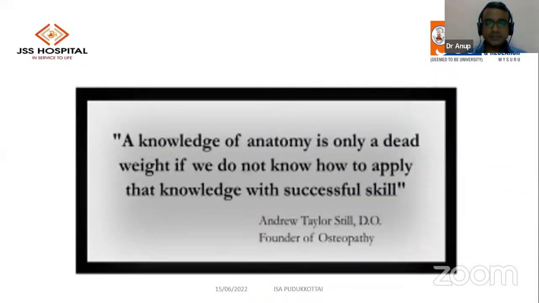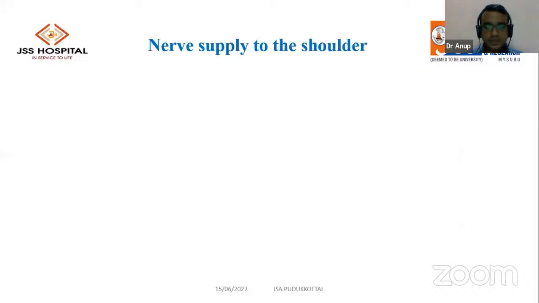I would like to start my presentation with this quote: "A knowledge of anatomy is only a dead weight if we do not know how to apply the knowledge with successful skill." This basically tells us we should have both knowledge and skill to be successful, especially in regional anesthesia. To be successful in our blocks, we should know the nerve supply very accurately. Only then will we be able to block those nerves and provide adequate anesthesia or analgesia as per the requirement.